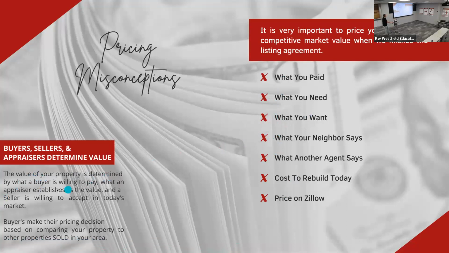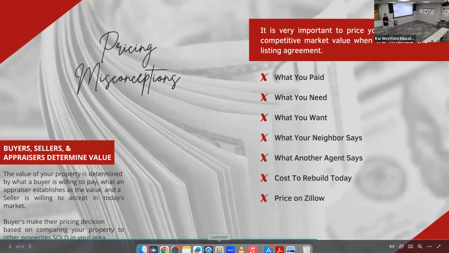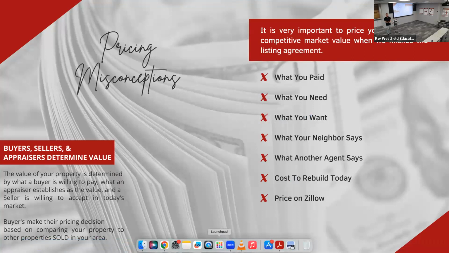The value of your property is determined by what a buyer is willing to pay, what an appraiser says it's worth, and what you're willing to sell it for. Anything outside of that is irrelevant. So then when I sit down and I say, okay, Mr. and Ms. Seller, here's the information I've got for you on your property, where would you like to price it? And they go, $550. Well, Zillow said, remember, it doesn't matter. We're not basing it on that. That's stupid, right? We're not going to do that.